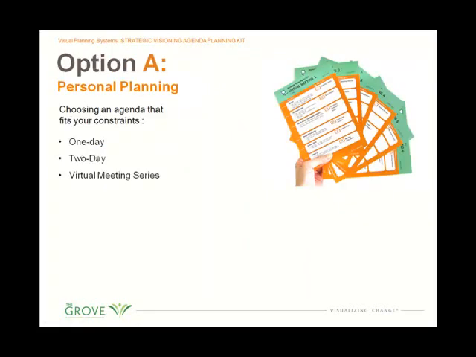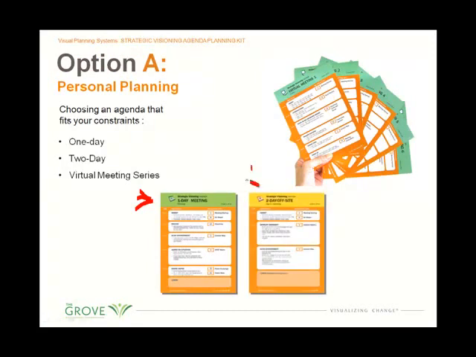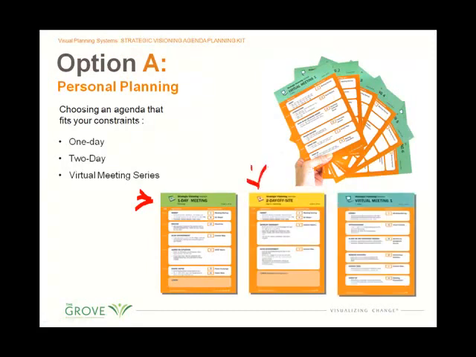So let's take a look at option A of using these for personal planning. And how would you go about actually working with this kit? Well, the first thing is to just play with the cards and see what they are. You'd notice that the title of the card is up here on the top. This is a 1-day meeting card with 1 color, a different color for the 2-day meeting cards, and then yet another color for the virtual meeting cards.